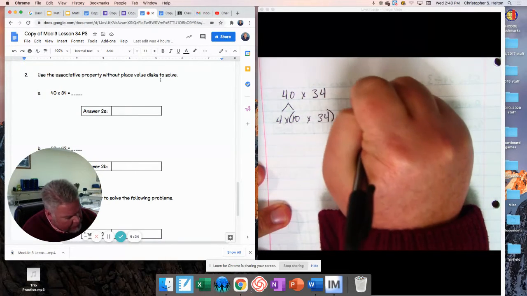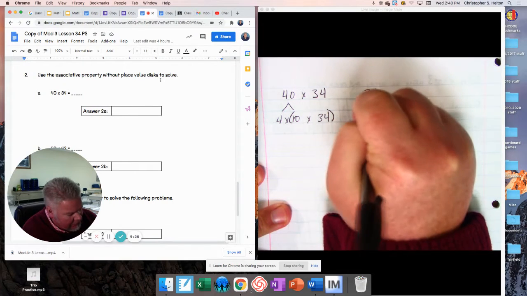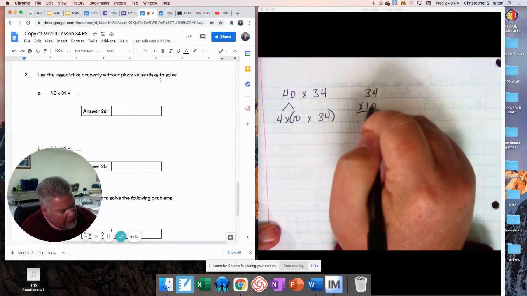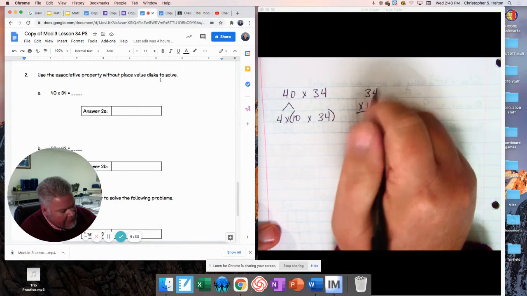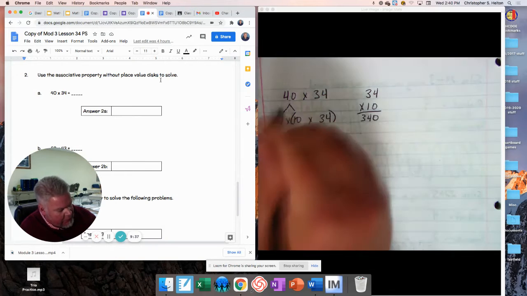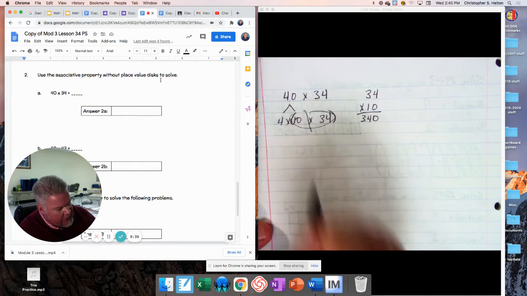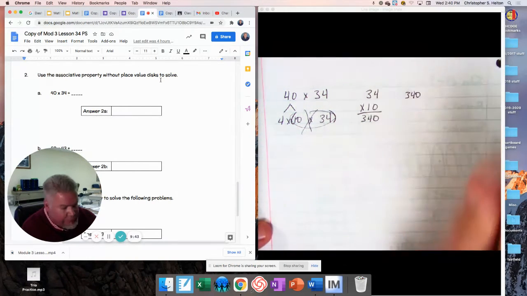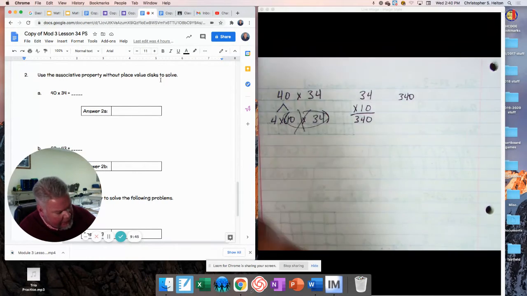So 34 times 10. Do we really need to work that all out? Remember when we multiplied times 10, we just add a 0. 34 times 10 is 340. So 34 times 10, we've got this part checked off. So they got 340, but we can't forget we've still got times 4.